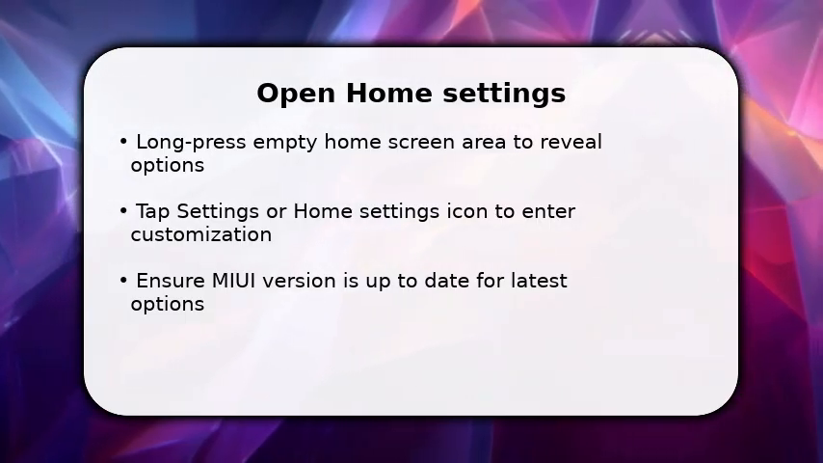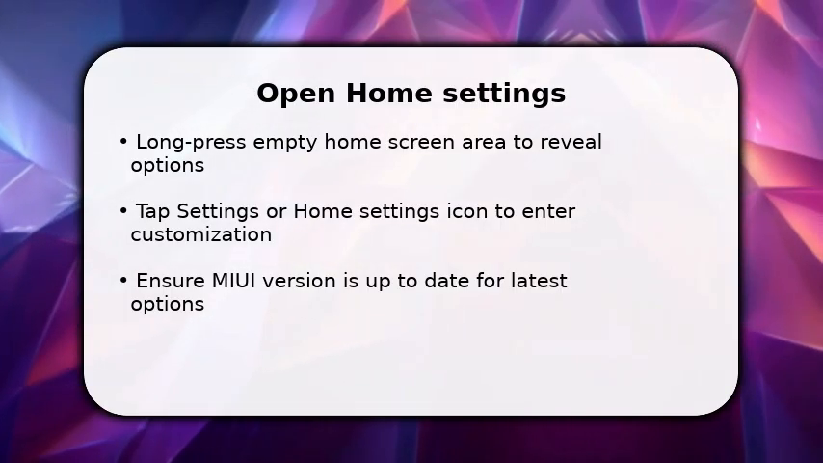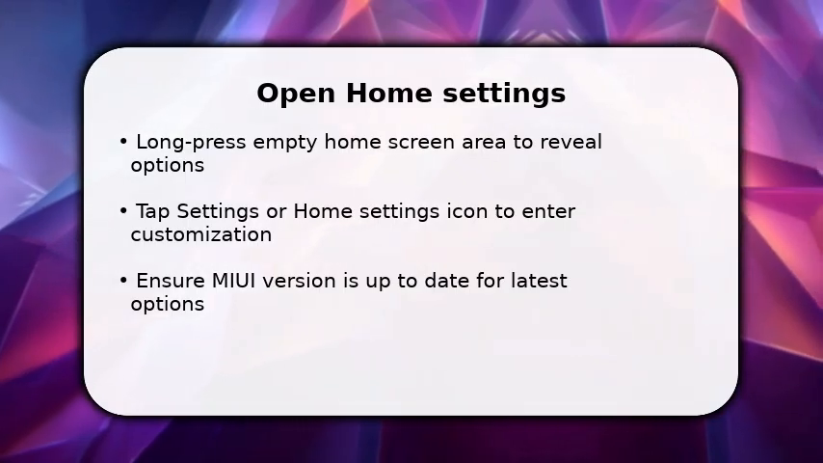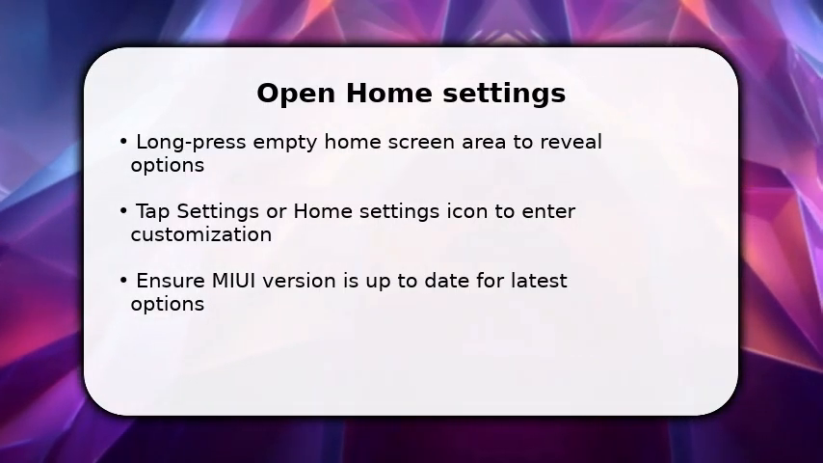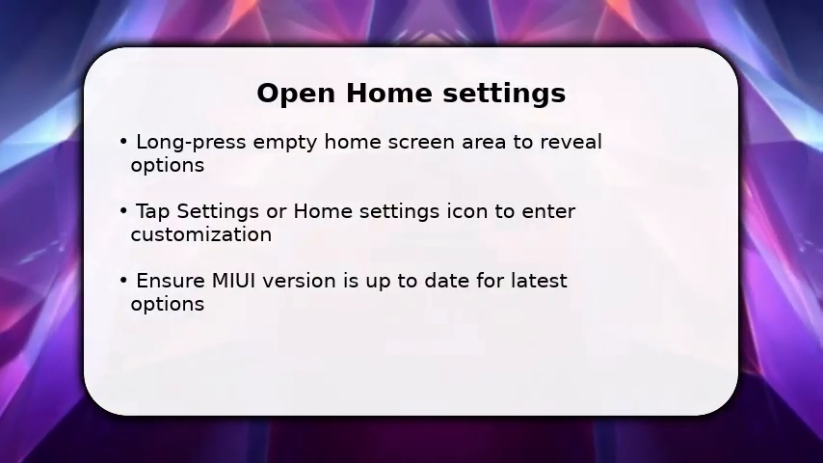If you don't see options, make sure your MIUI is updated. Older builds hide advanced controls. You're taking control now, so changes apply system-wide rather than to single apps, which keeps the launcher consistent across screens.